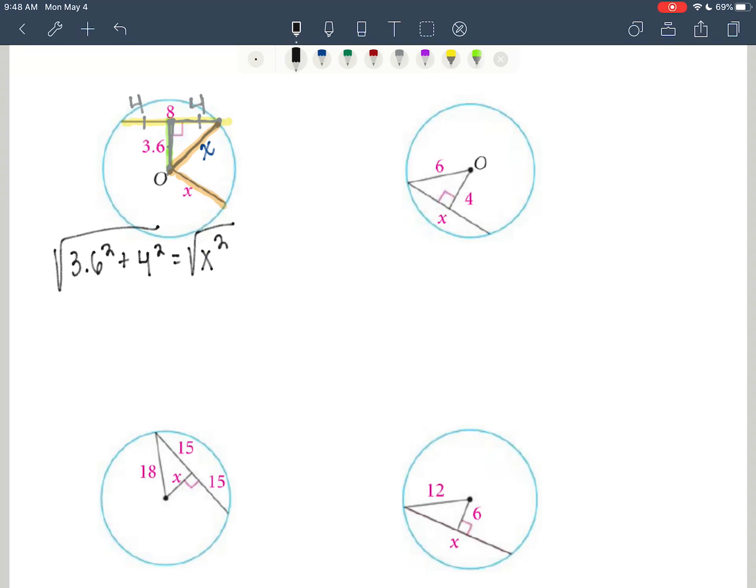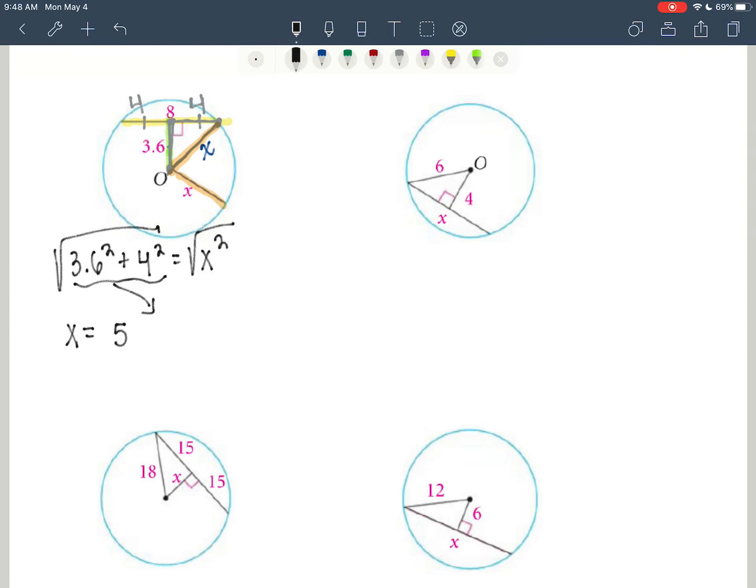I'm going to square root both sides. X is equal to the square root of 3.6 squared plus 4 squared. 3.6 squared was 12 point something plus 16. 12 plus 16 is 28 point something-ish. So we've got 28-ish. And the square root of 28-ish is, let me go into my calculator here.